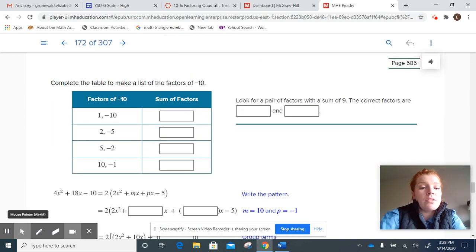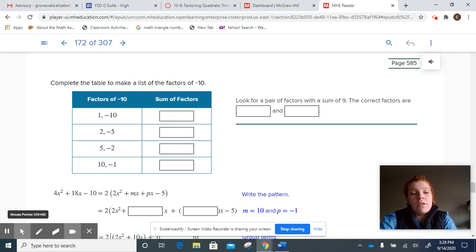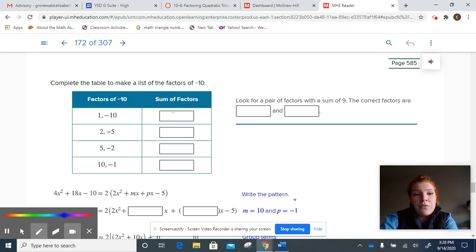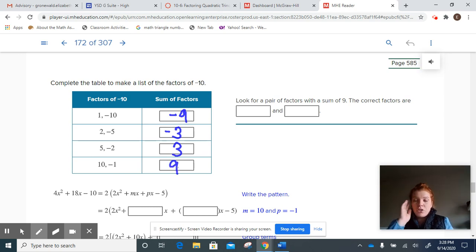So let's go ahead. They have this nice chart filled out for us. We can go ahead and use it for these first few. So -10 and 1 make -9. -5 and 2 make -3. 5 and -2 make 3. And 10 and -1 make 9. Here they have all the possible combinations, whereas before they didn't have that. So I want to look for a pair of factors with a sum of 9. That's pretty easy right here.